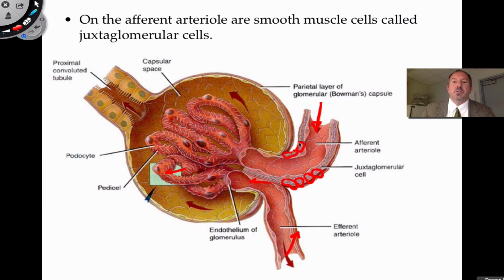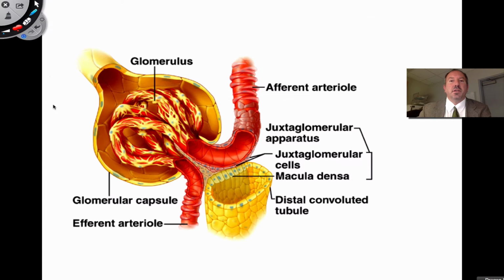So what are the juxtaglomerular cells? They are specialized smooth muscle cells that produce the protein renin, and that protein is the one that's going to help raise your blood pressure. That's where they're located. They're interesting because they're modified smooth muscle cells, capable of doing more than just contracting. Okay, so let's take a look at that.